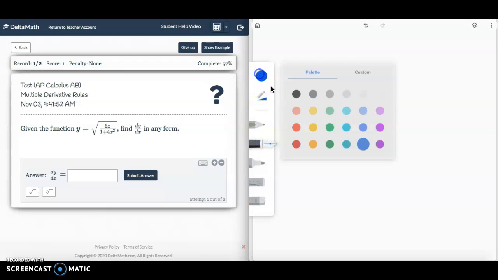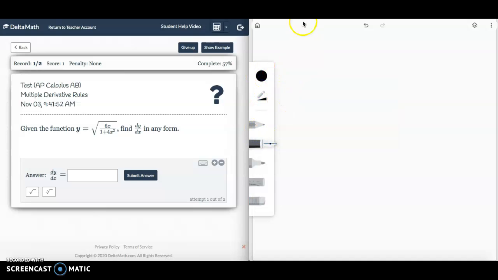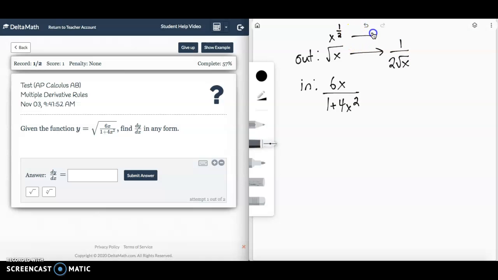Okay. So my chain rule is happening first because I have a very clear outer function and inner function. My outer function is square root x, or x to the 1/2 if you prefer that. And then my inner function is 6x over 1 plus 4x squared. To find the derivative of my outer function, this is one we use often enough that it's probably stuck in your memory, but worst case scenario, you can always do this and then move your x to the denominator, and then it'll be 1/2 square root.